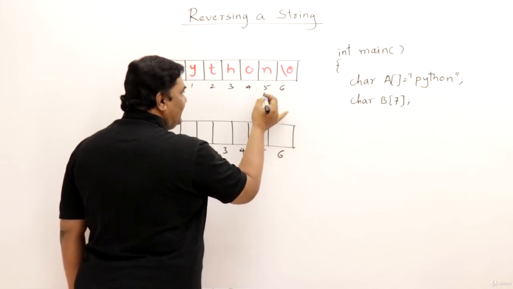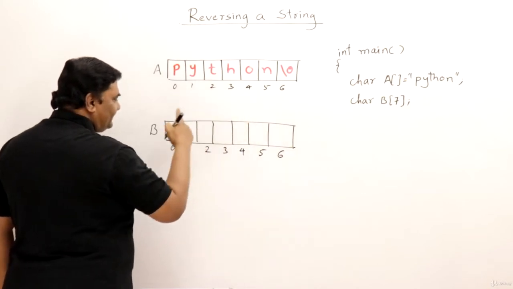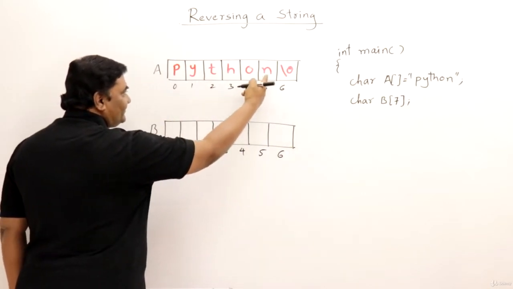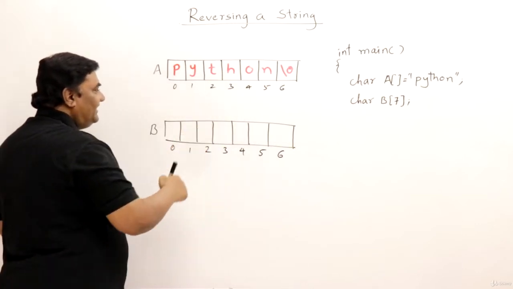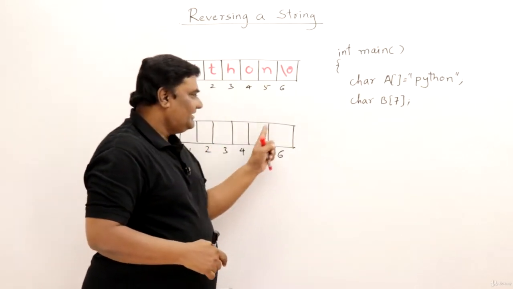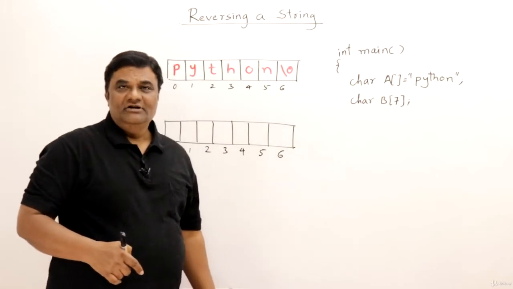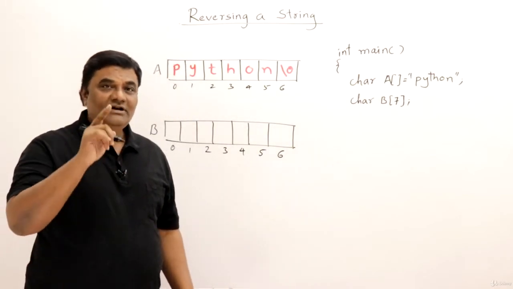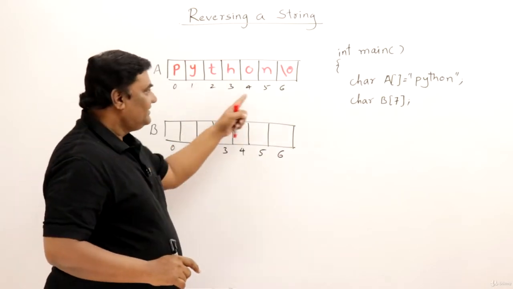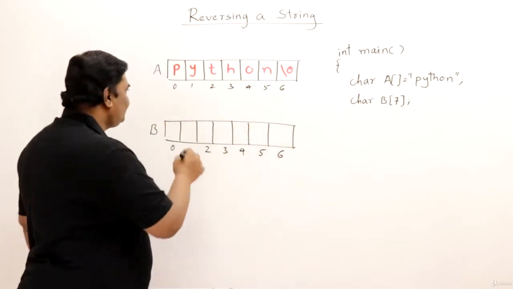So once I reach there, I can start copying those elements in this array in reverse. First I will copy N, then O, then H. In this way, I can copy all these alphabets and at the end add \0. So it is just like reverse copying a string. So first of all, I should reach till the end of a string. So let us do that.